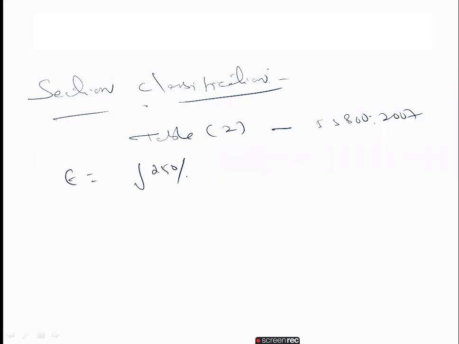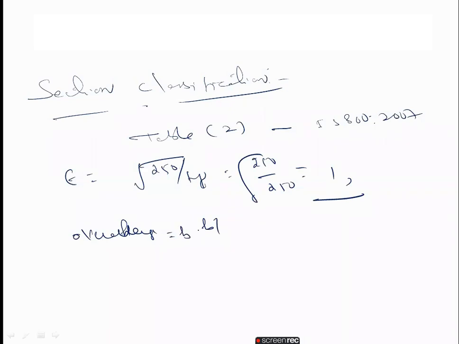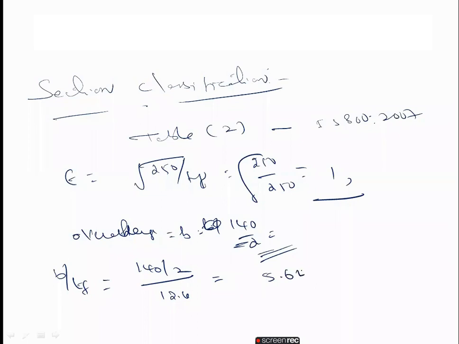First we will calculate the epsilon. The formula for this is the square root of 250 by fy. So fy is 250 by 250, you will get 1. But the overhang, whatever it may be, is b by 2, where b is the width of the flange, so the overhang is 140 by 2. Now the b by tf, first you have to calculate. b is 140 by 2, the thickness of the flange is 12.4. So you will get 5.64.